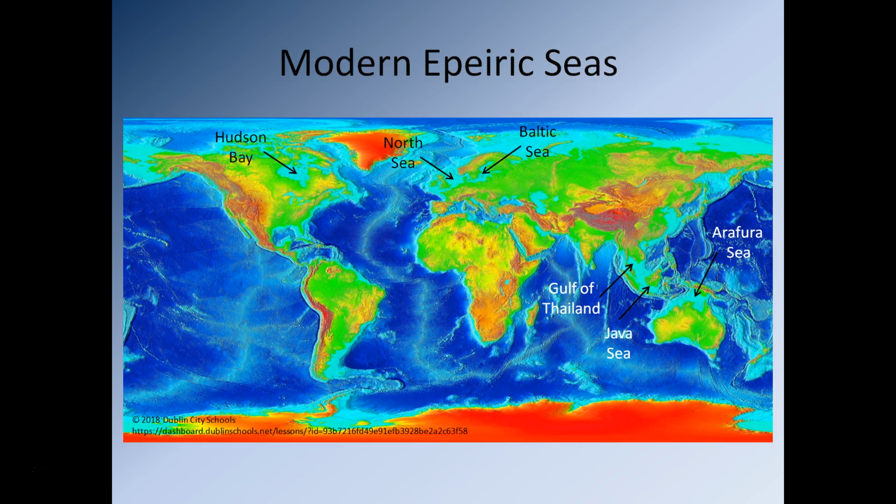So are there modern Epeiric seas? Well, the answer is yes. If we look at a few examples, we have the Hudson Bay up here, shallow water underlain by continental crust. We have the North Sea in Europe. We have the Baltic Sea. We have the Gulf of Thailand, we have the Java Sea down here, and we have the Epeiric Sea here between Australia and Papua New Guinea. You can see that these areas of continental crust that are inundated still exist even now.